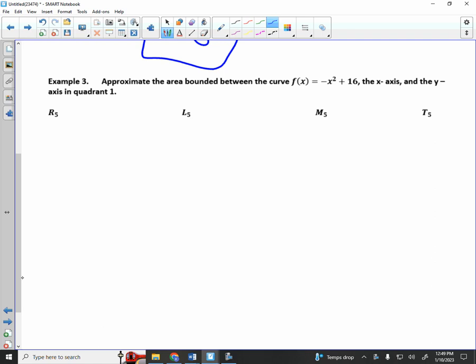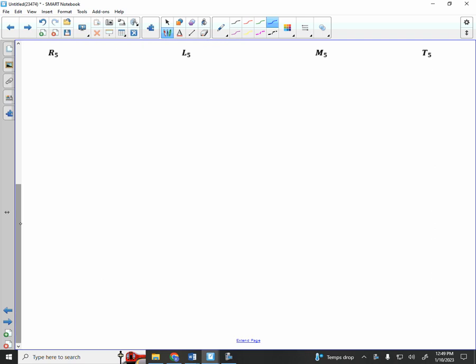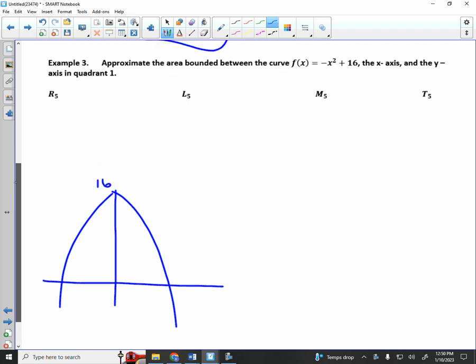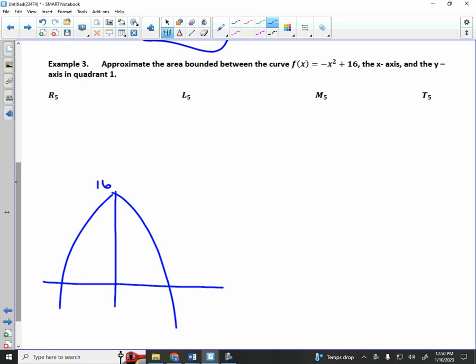It says approximate the area bounded between the curve f of x equals negative x squared plus 16, the x-axis, and the y-axis in quadrant 1. If you were to start this, what would be the first thing you would do? You graph it. What does negative x squared plus 16 look like? It is an upside down parabola. Tell me something more. Where does it cross the x-axis? Negative 4 and positive 4.